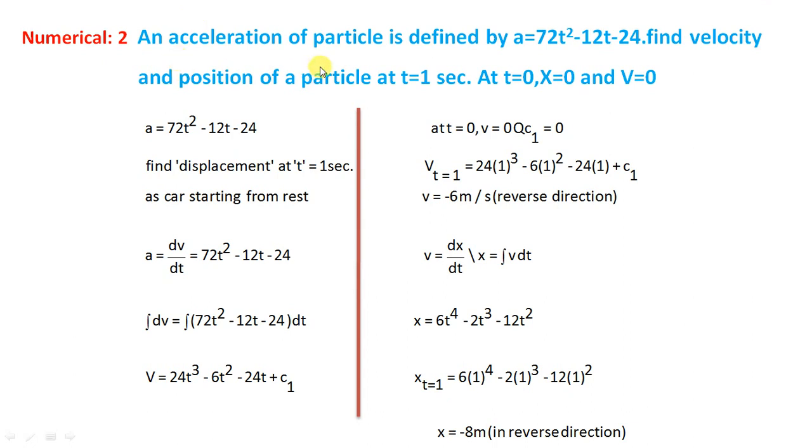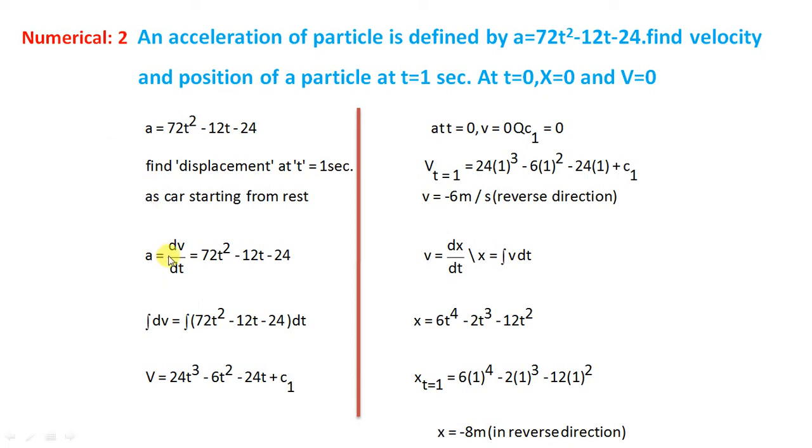Next problem. The acceleration of a particle is defined by a is equal to 72t square minus 12t minus 24. Find velocity and position of the particle at t is equal to 1 second, given that at t is equal to 0, x is equal to 0 and v is equal to 0. So it indicates that the particle is starting from rest and from the origin also. A is given. From that we have to find out the velocity and position, v and x, at t is equal to 1.